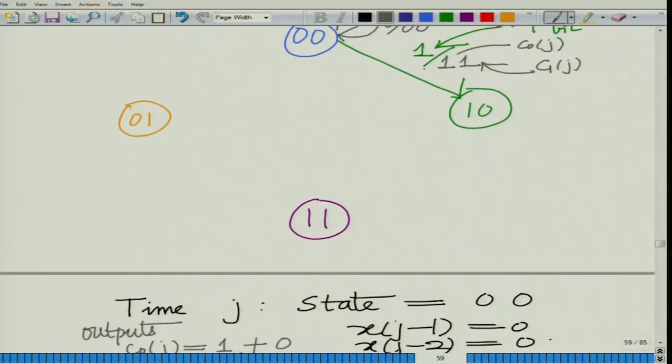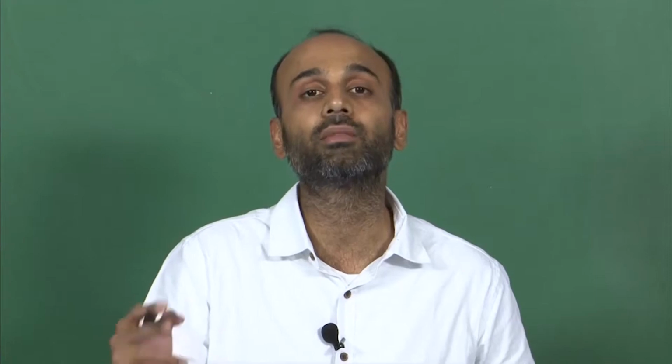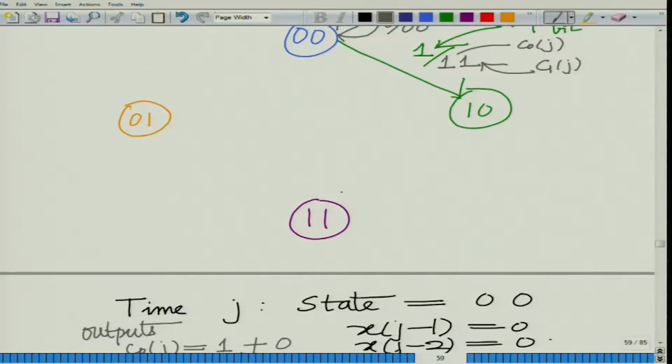Now, let us come to the state 1 0. We have exhausted the possibilities for the state 0 0, because the inputs can either be 0 or 1. We have looked at 1, it transitions to 1 0, and for 0 it remains in the state 0 0. Now let us come to the state 1 0, where x_{j-1} equal to 1 and x_{j-2} equal to 0. Let us see what happens if a 1 arrives.